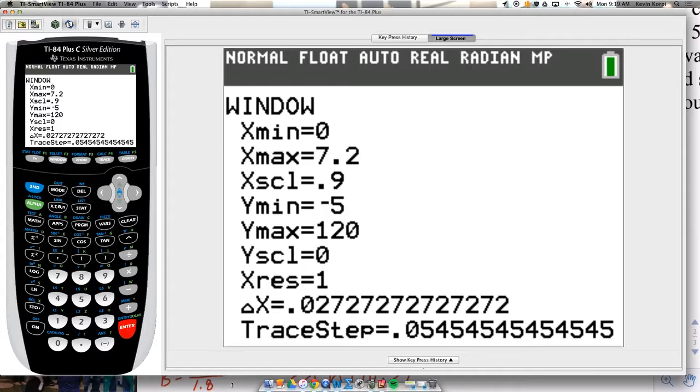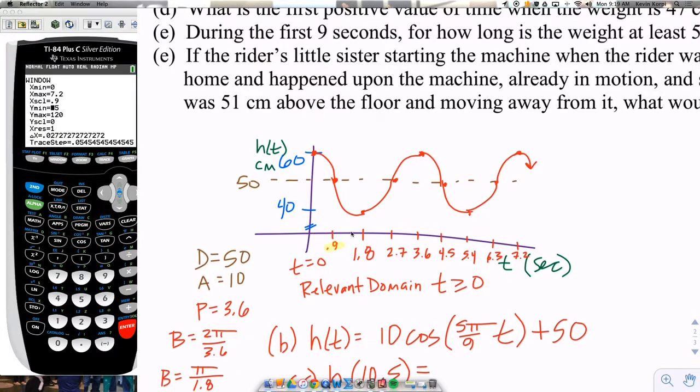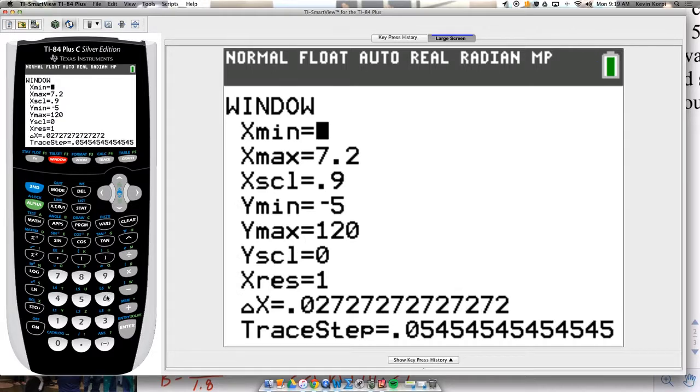Now your y min, let's go to our graph. We are way above the x-axis. So I like to put like -5 so I can see the x-axis and go a little bit above 60. So I'm going to go from -5 to 80. That gives me a little bit of a buffer.